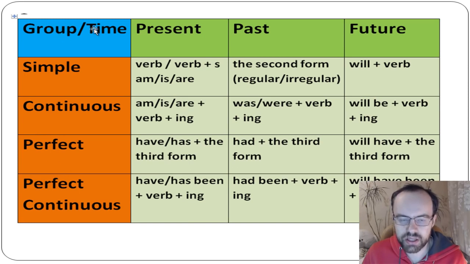Let's look at this table. You see that there are three different times. Below, you see a group: simple, continuous, perfect, perfect continuous, and time: present, past, and future. Okay, so let's look at the first group.